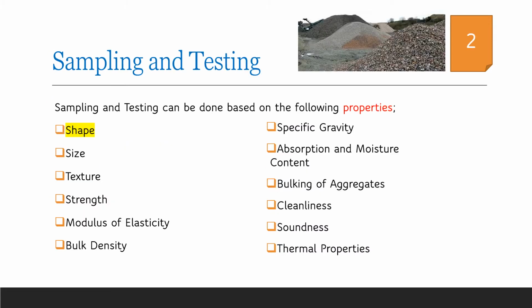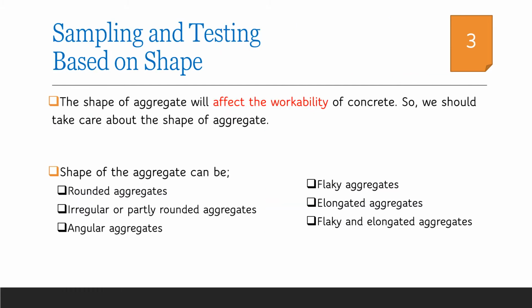Sampling and testing can be done based on the properties. First of all, let us see the property shape of the aggregate. Shape of the aggregate can be rounded, irregular, angular, flaky, elongated, flaky and elongated. The shape of the aggregate influences the workability of concrete. Workability is the ease with which fresh concrete can be mixed, placed, consolidated and finished. So we should take care about the shape of the aggregate.